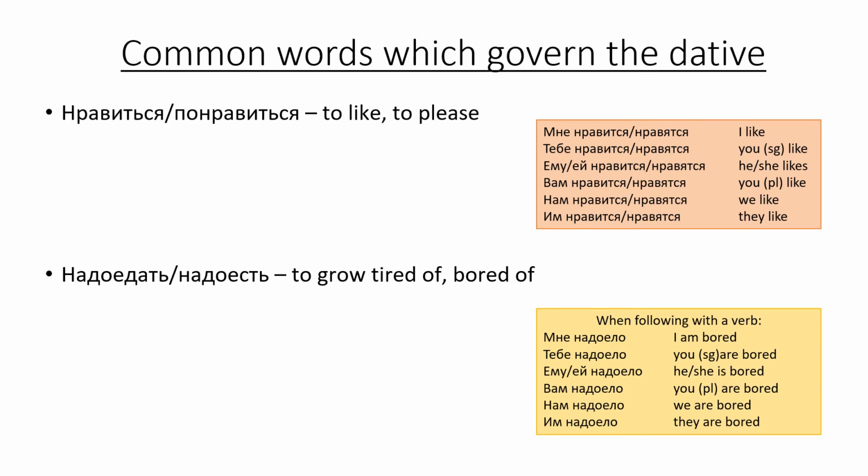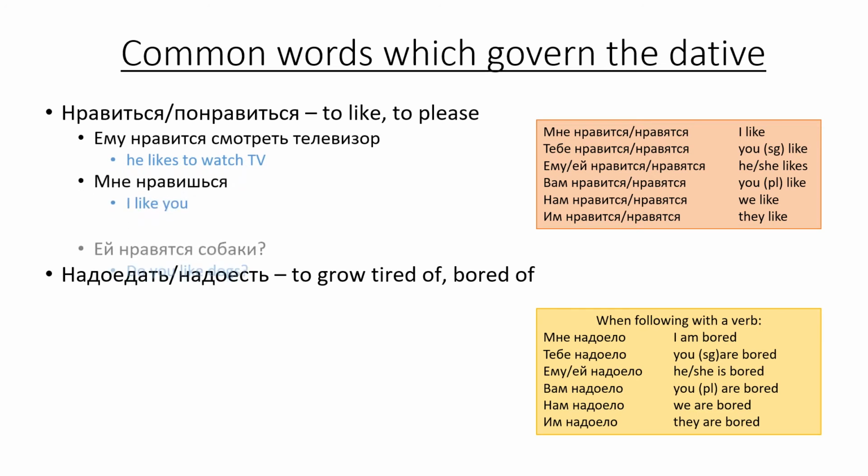Carrying on from this, we still have the verb нравиться and понравиться, but we're going to introduce a new verb, надоедать and надоесть, which means to grow tired or bored of. On the right, I've just declined the personal pronouns with these verbs as a reminder of how they decline. Now let's look at some examples.